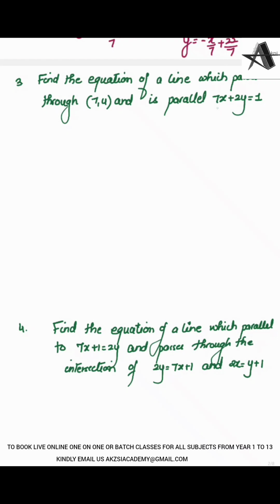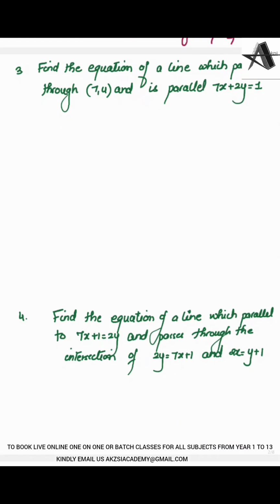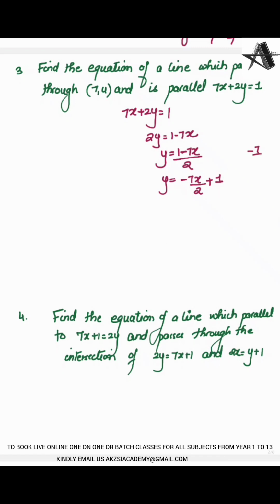The only difference here from the first one is that you first have to rearrange this equation to get the value of the gradient. 7x plus 2y equals 1. So bring it here. It will be 2y equals 1 minus 7x, and y equals (1 minus 7x) over 2. Or simply in terms of y equals mx plus c, I would say minus 7x by 2 plus 1/2. That means the gradient is negative 7 over 2.